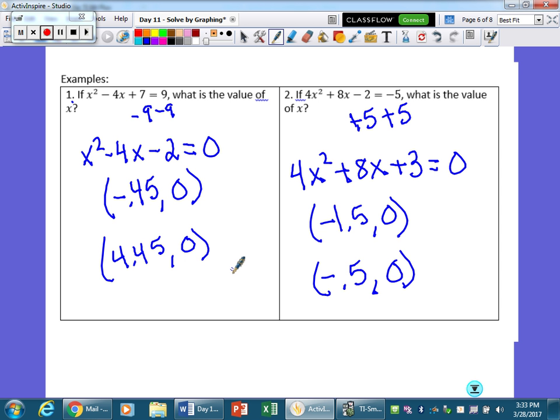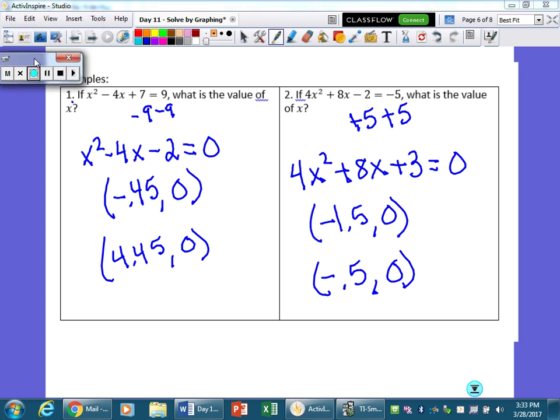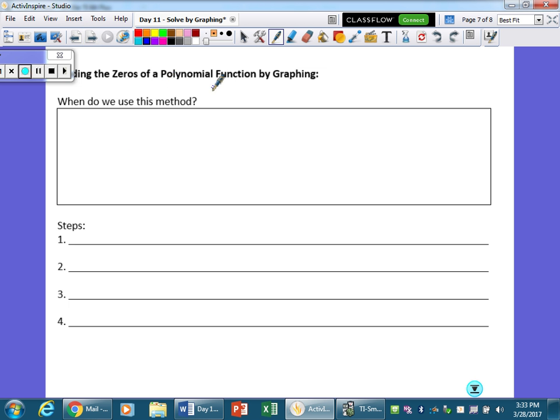And that's what you do when you have a quadratic. So remember, for quadratics, you can have 2 answers, 1 answer, or no answers. Now what we're going to do is the same thing, but for polynomials, meaning a degree of 3 or higher is what we're working on.